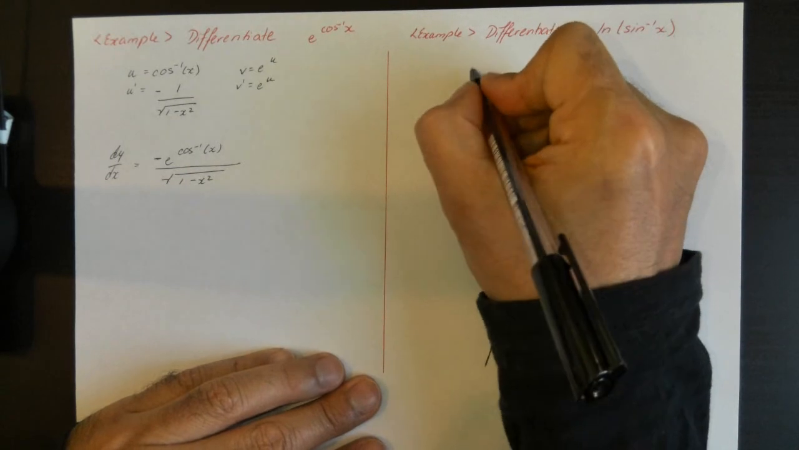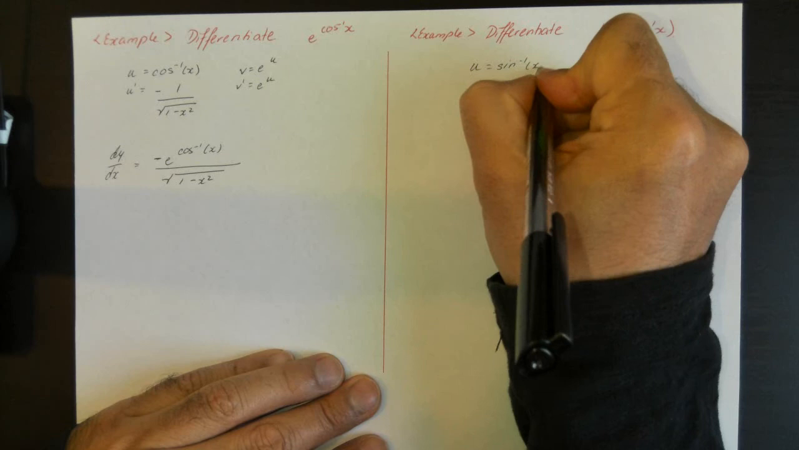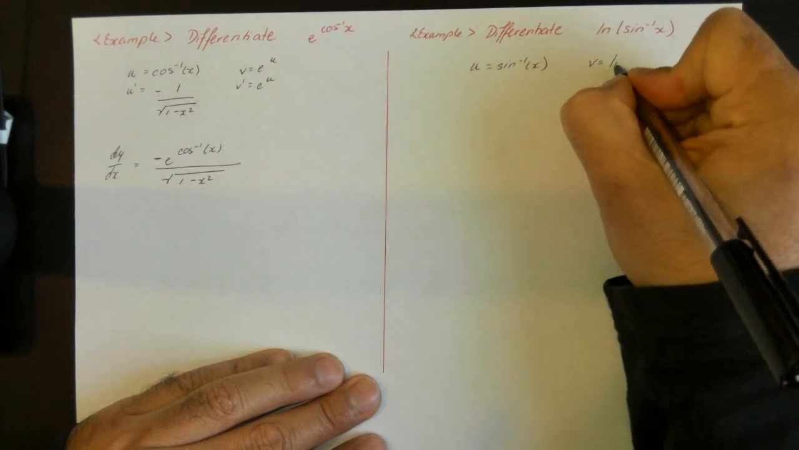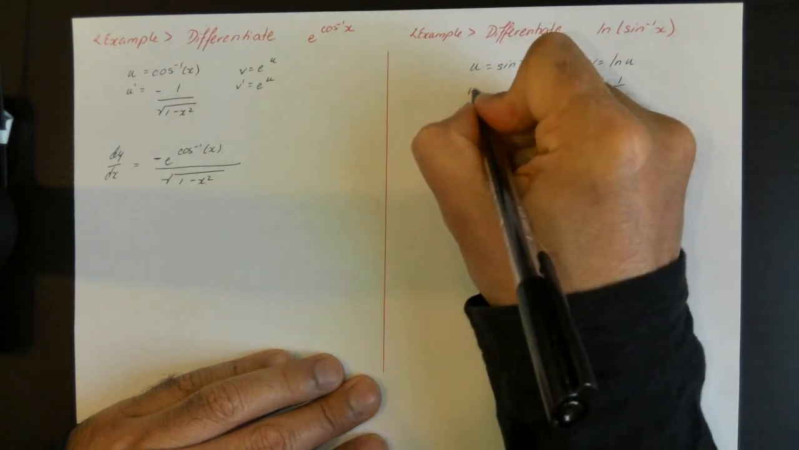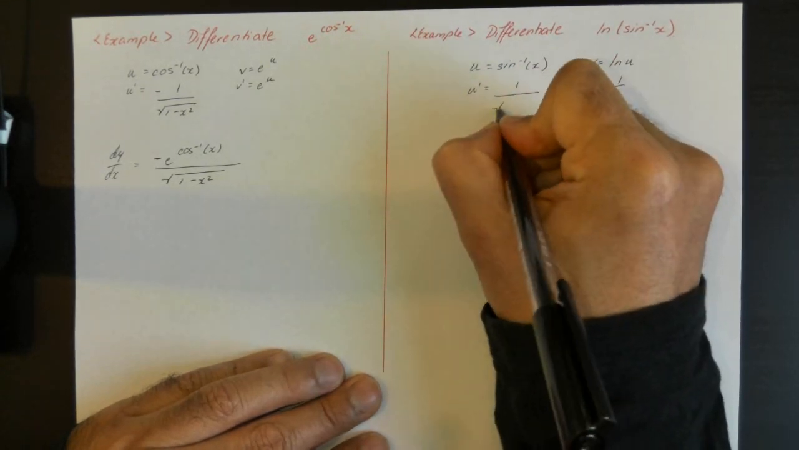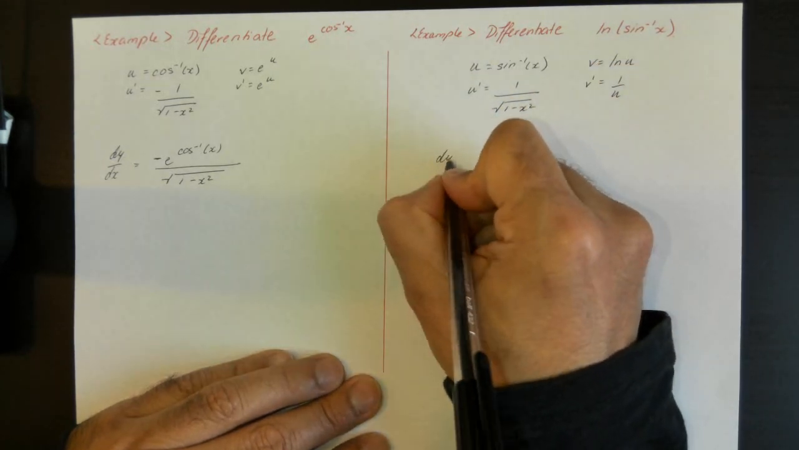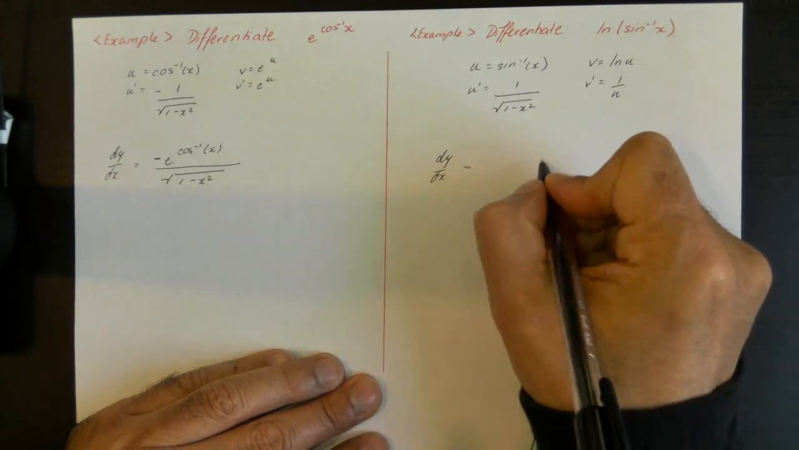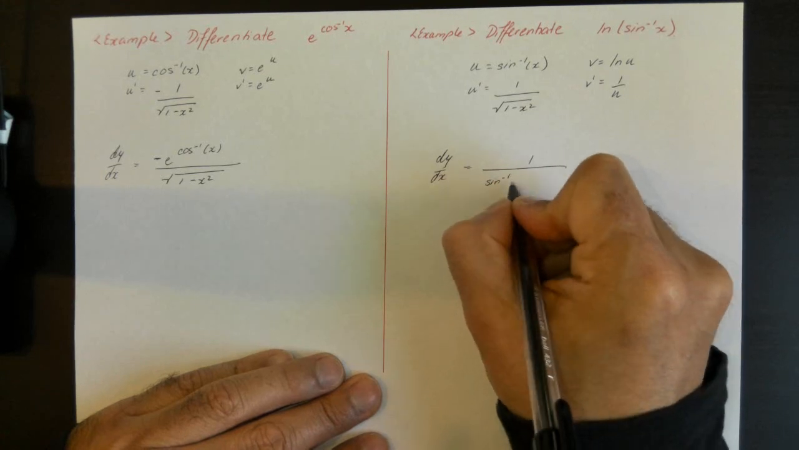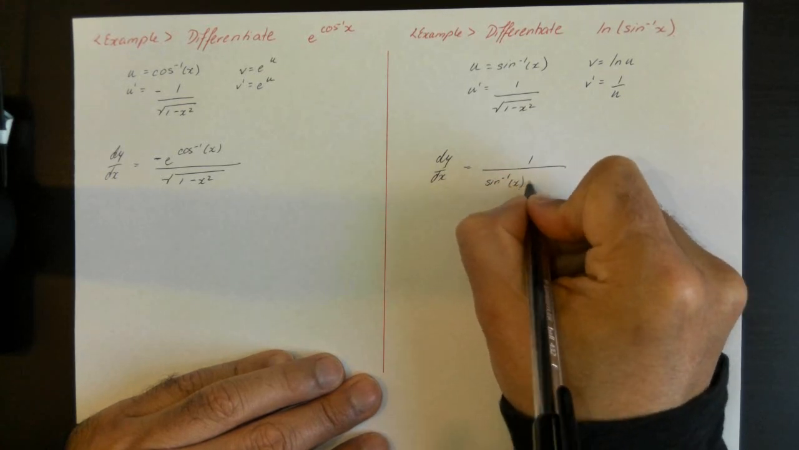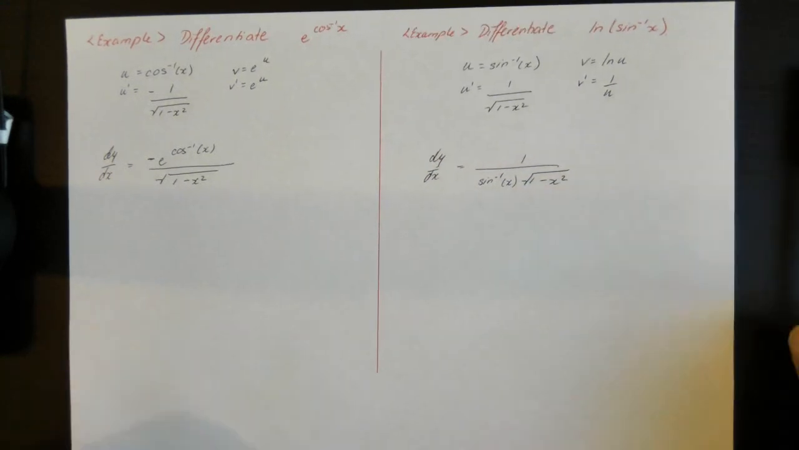Same thing here. If we're going to let u be inverse sine x, we're going to get v equal to log of u. v dash equals 1 on u, and u dash equals 1 over the square root of 1 minus x squared. Multiply them together, you get 1 over arc sine x multiplied by the square root of 1 minus x squared. Okay, here's your answer. Good luck.